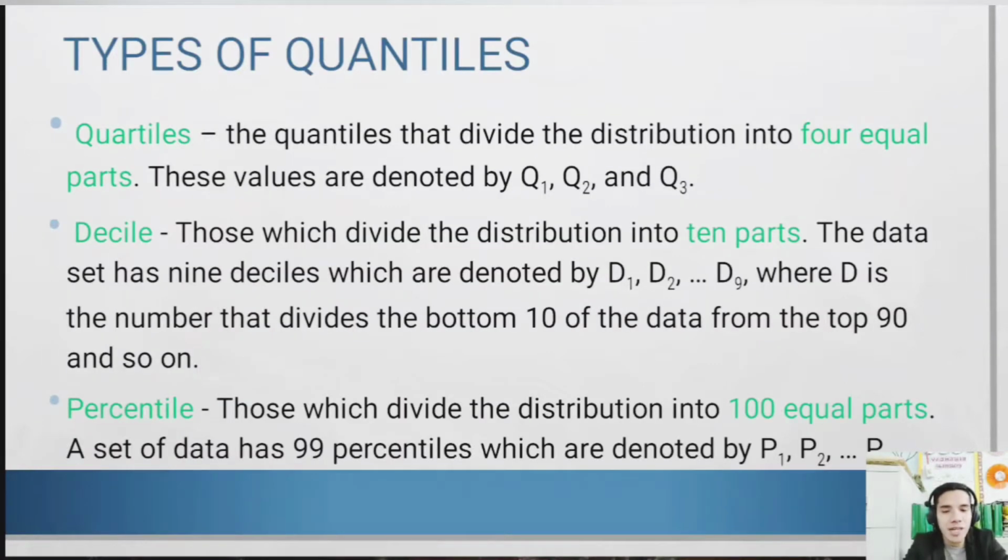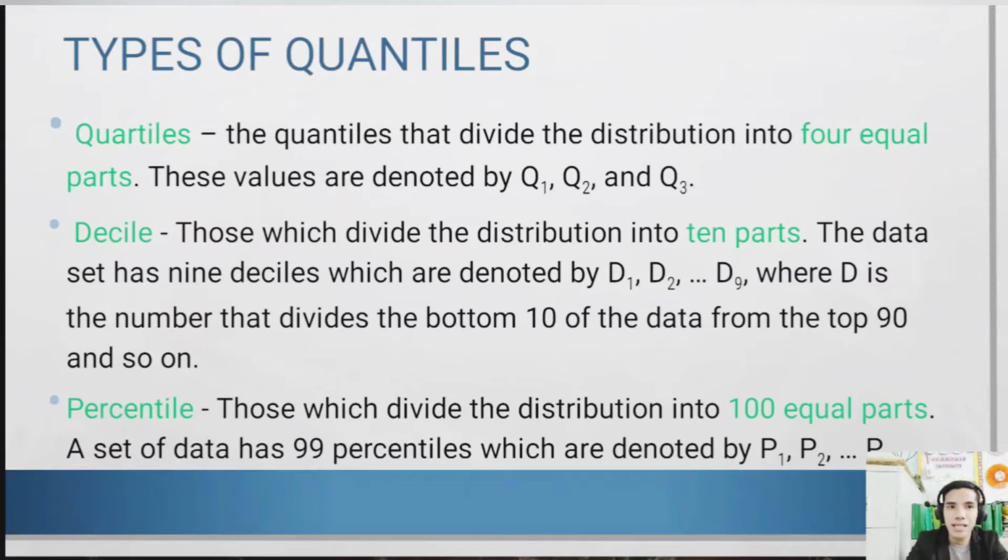So in types of quantiles, we have 3, just like measures of central tendency na meron ding 3. Ngayon, meron tayong tinatawag na quartiles, deciles, and percentiles. When we say quartiles, these are types of quantiles that divide the distribution into 4 equal parts. These values are denoted by Q sub 1 as quartile 1, Q sub 2 as quartile 2, Q sub 3 as quartile 3.